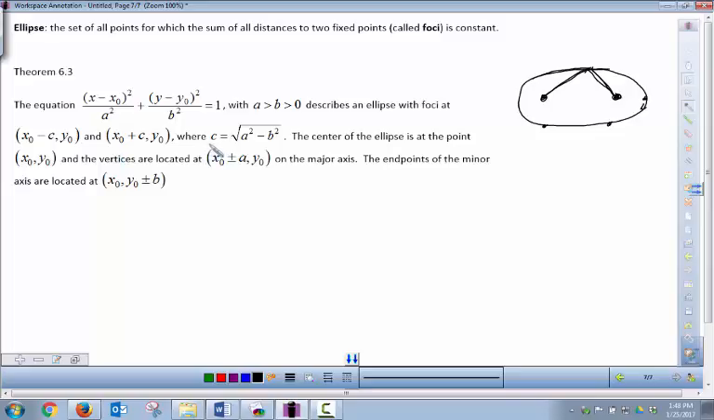Now there's this other value of c which isn't really part of this, but we use it to help us find a and b and help us find the focus points. Okay?